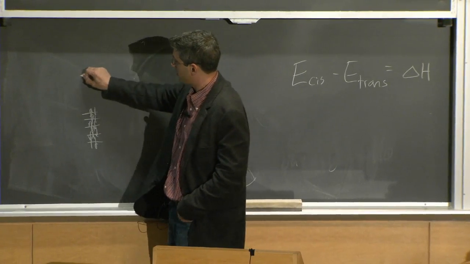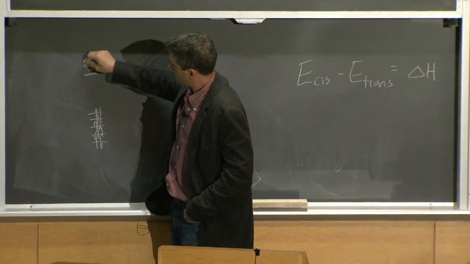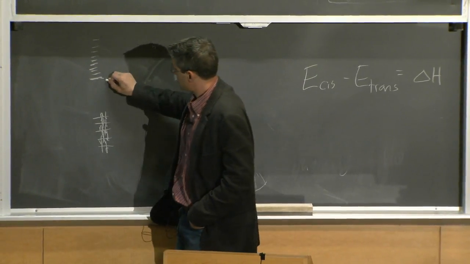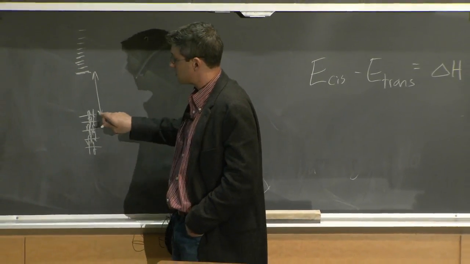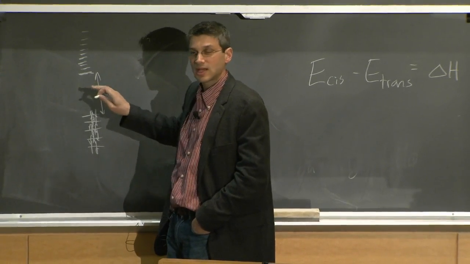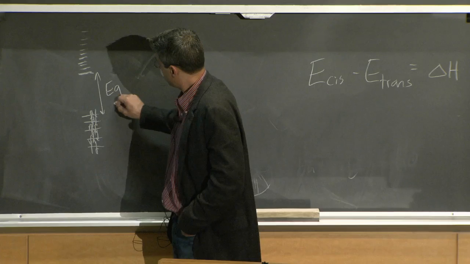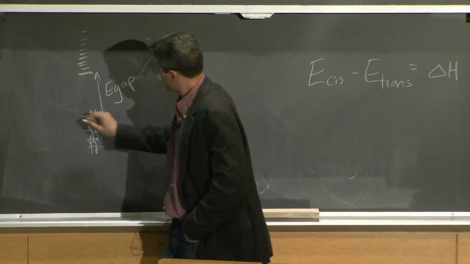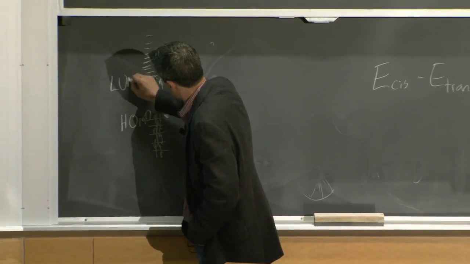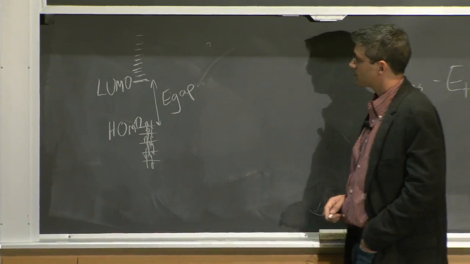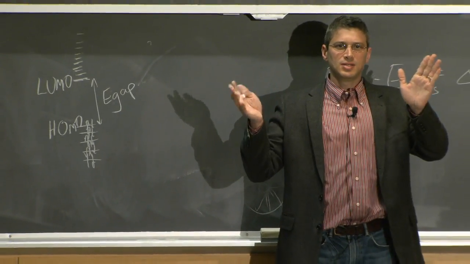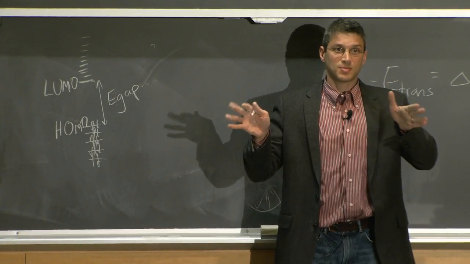But there's another level up here, and there's many more levels up there that don't have electrons. And this distance in energy between the highest occupied and lowest unoccupied level, the HOMO-LUMO, that's called the band gap. This is called the highest occupied molecular orbital, and this is the lowest unoccupied molecular orbital. The difference between them is the gap, and that is so important for optical properties and electronic properties.